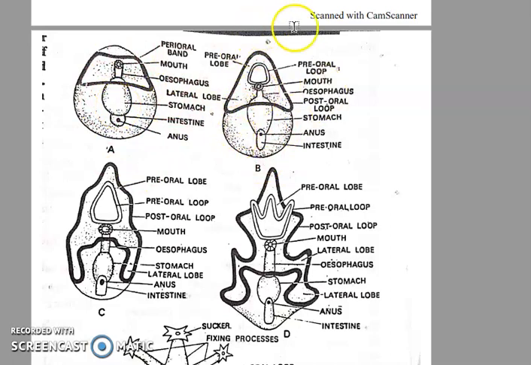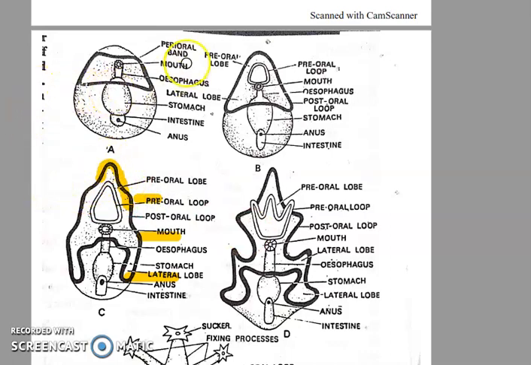First of all, it gets elongated and three lateral lobes are developed. Three pairs of lateral lobes are developed on either side of the larva, and one preoral lobe is formed. So these are the lateral lobes 1, 2 and 3, and a preoral lobe is formed in the front.